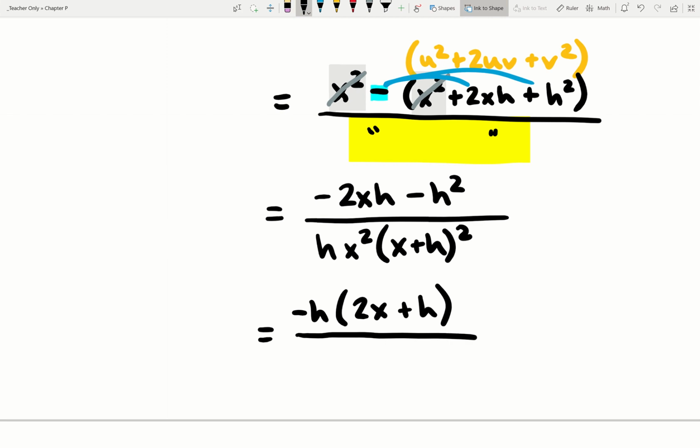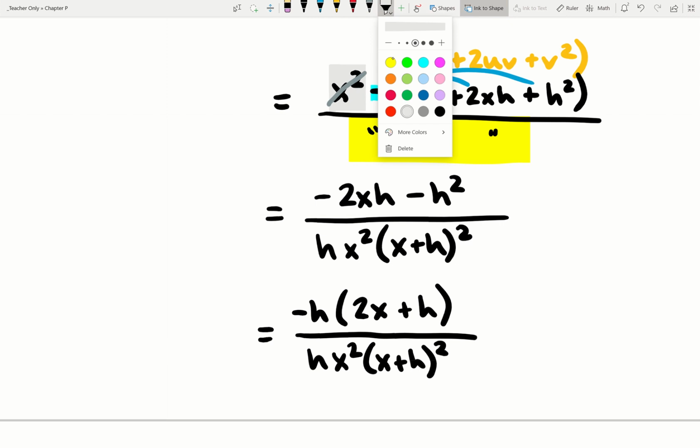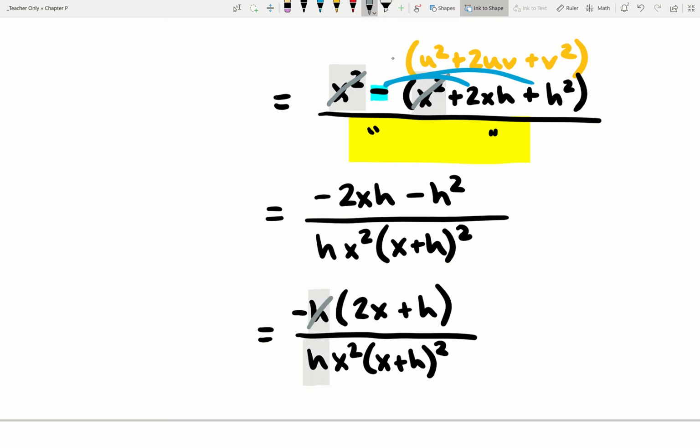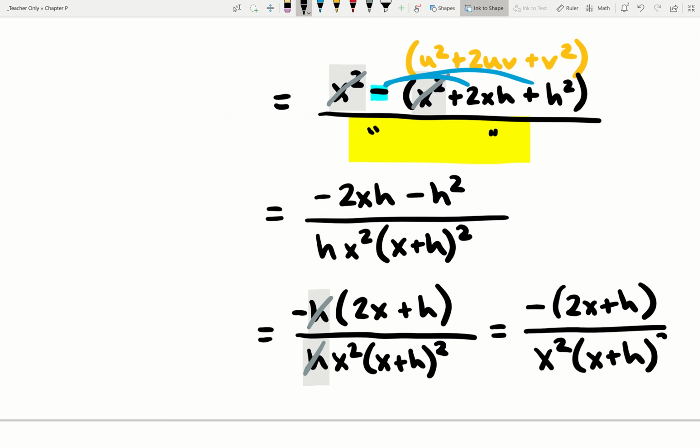And the reason that is going to help here is because you'll notice that we have an extra factor of h in both the numerator and the denominator. Okay, and those are going to be factors of h that are going to cancel nicely for us. So if we factor those out and cancel those, then we are left with our very, very final result here, which is a negative version of 2x plus h all over x squared times x plus h squared.